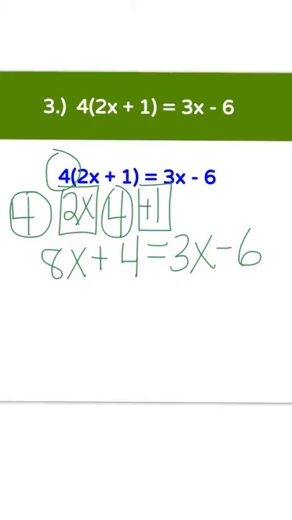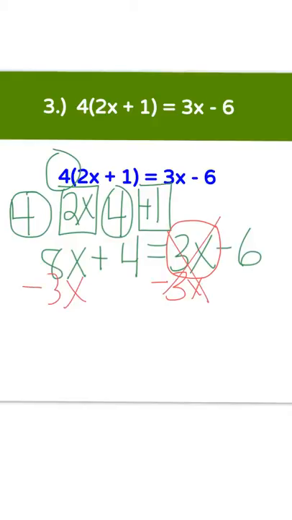Now you have an 8x and a 4 on one side. They are not like terms, so you don't combine them, and a 3x and a minus 6 on the other side, and you don't need to combine those because they are different terms. We do need to get the variable on the left, so we want to get rid of the positive 3x. To do that, we're going to do the inverse operation by subtracting 3x.